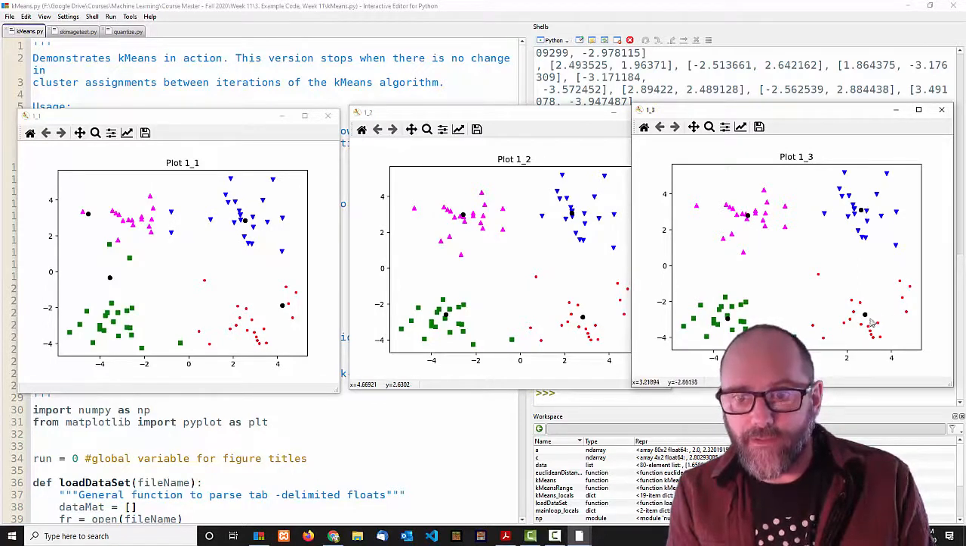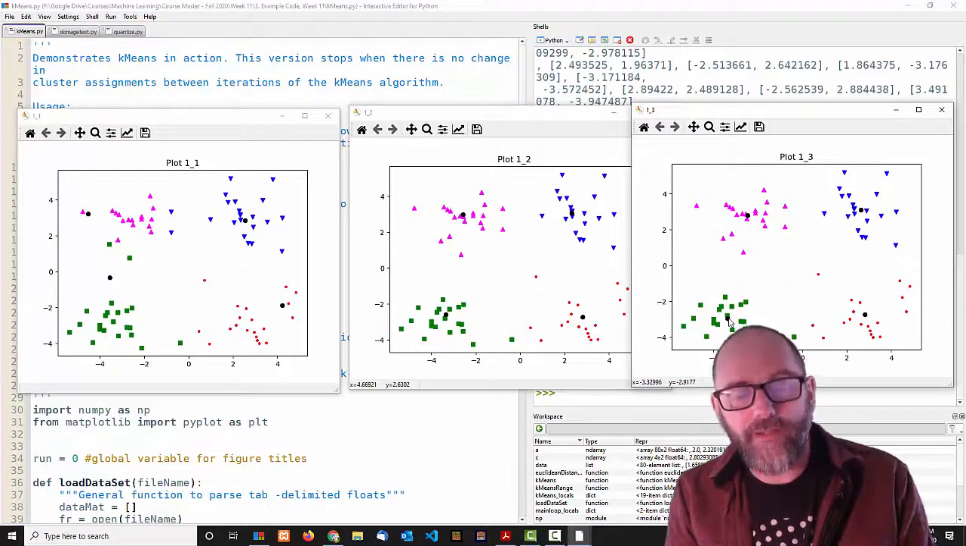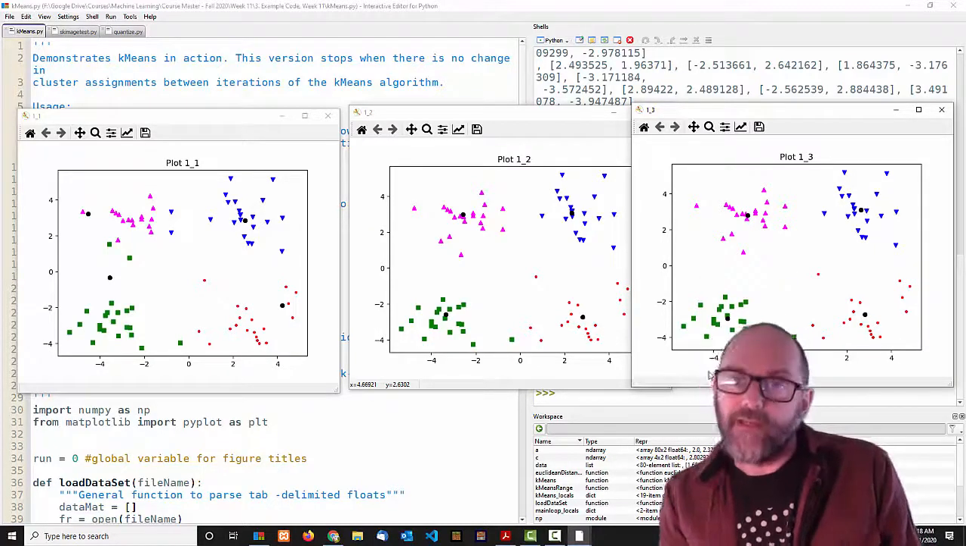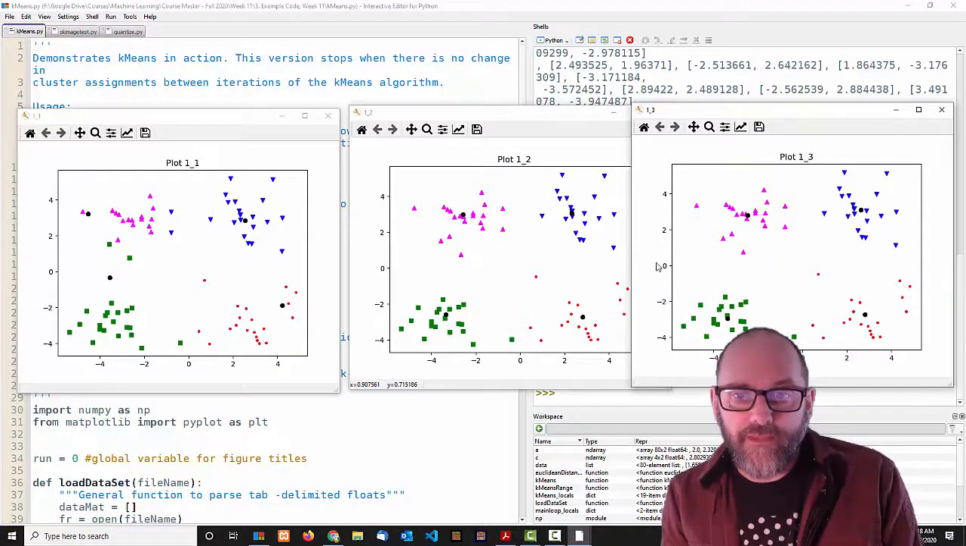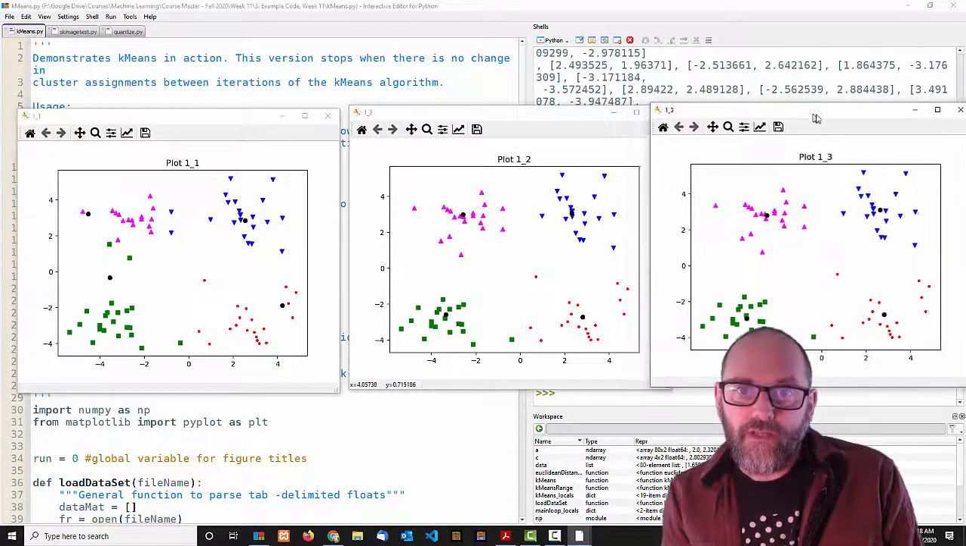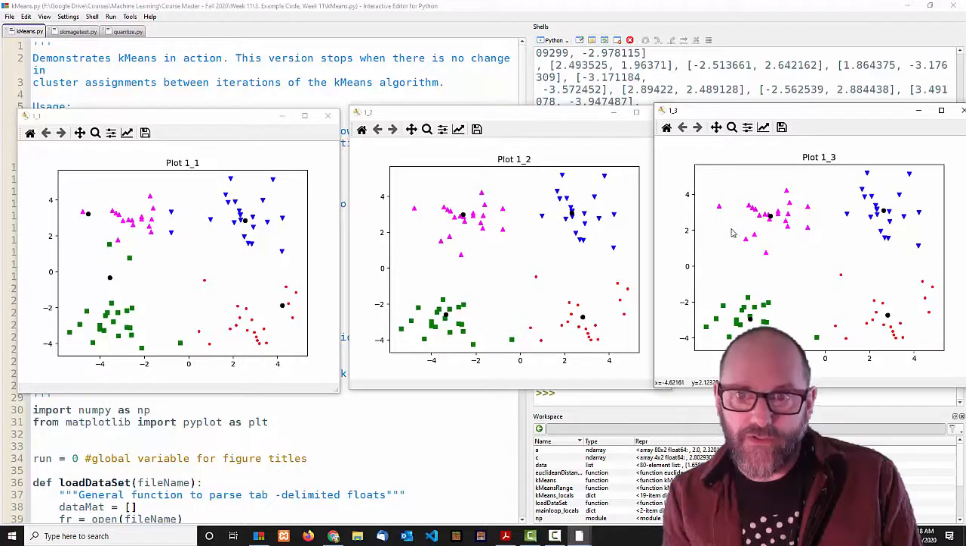This one moves back a little bit. This one doesn't look like it's moved. This one moved maybe down a bit. And then it reassigns. And at this point it stops because nothing has changed. The location of the centroids from this picture to this picture have changed, but the clusters haven't changed. The clusters are the same.